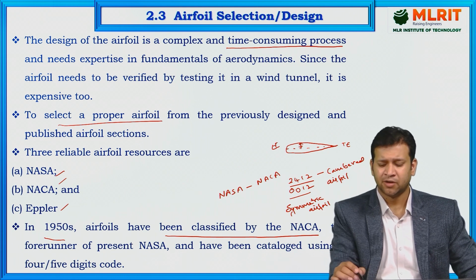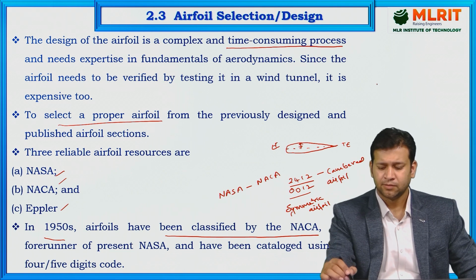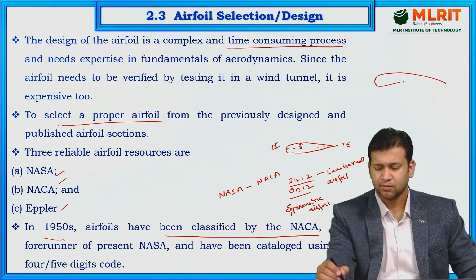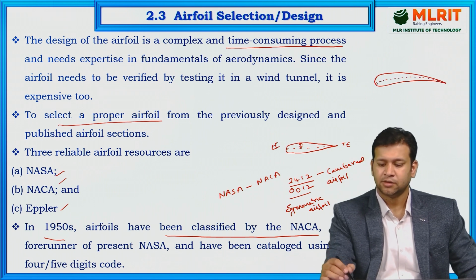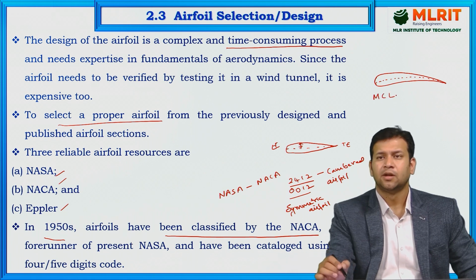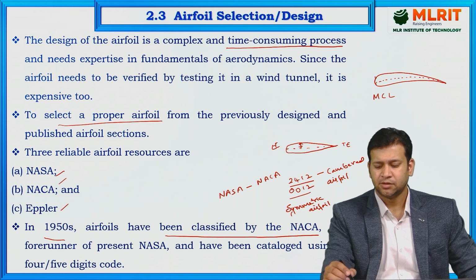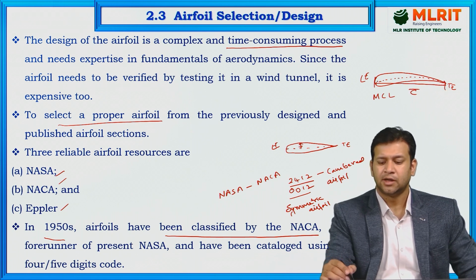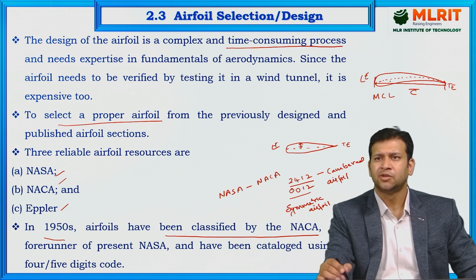And when it comes to a cambered airfoil, this is the mean camber line, MCL, which divides the airfoil into two equal halves. This is the leading edge. This is the trailing edge. The shortest distance between the leading edge and the trailing edge is called the chord. And the line which divides the airfoil into two equal halves is called the mean camber line.